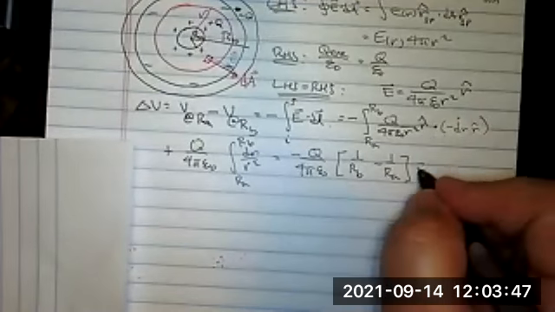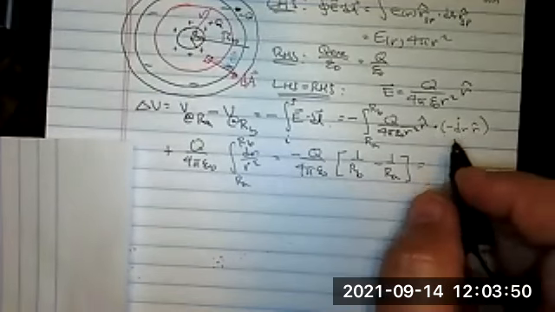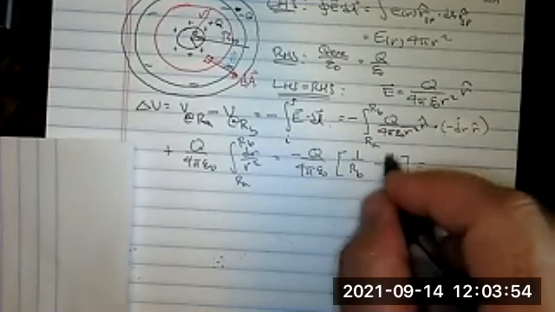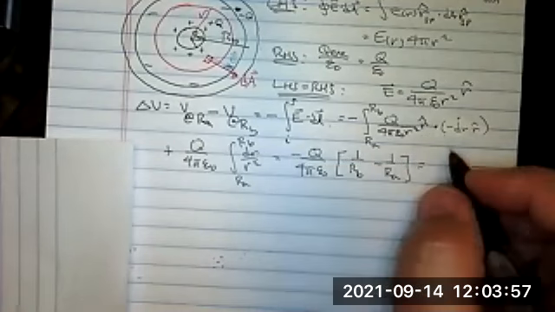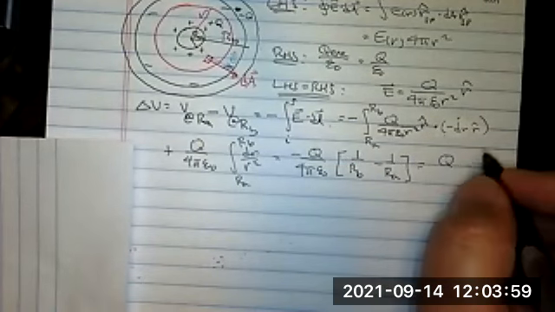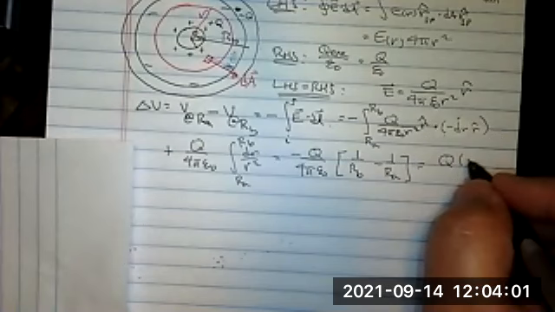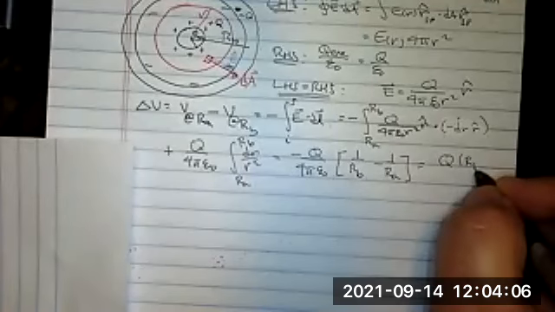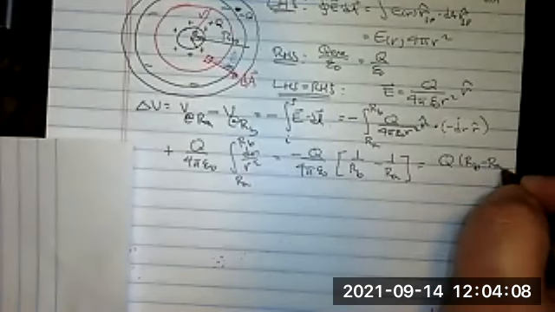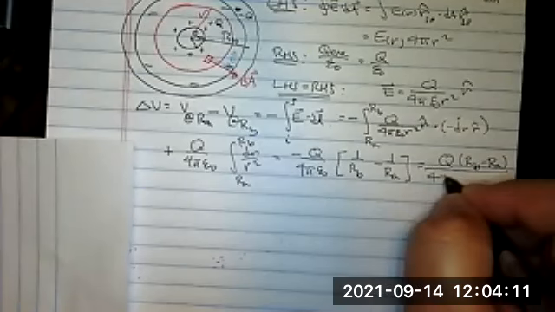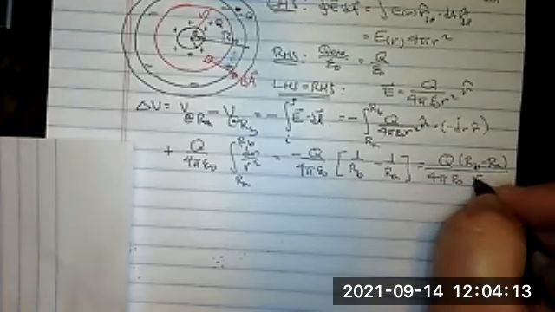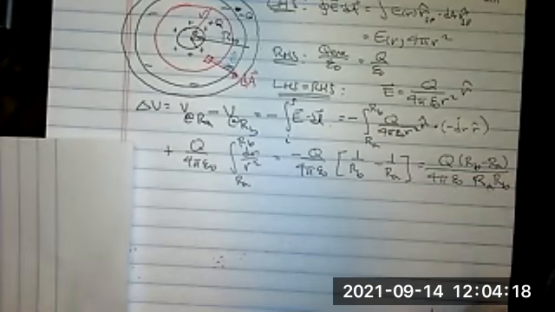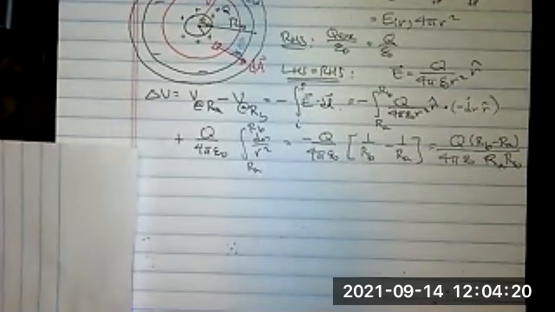I can make this a little simpler by getting a common denominator. And I'm going to flip it since I want it to be positive. I'm going to go ahead and do this one minus this one and make it a positive sign. So it'll be Q, and then it'll be times, since I flipped it, it'll become RB minus RA over 4 pi epsilon naught RA RB. So that's ultimately my voltage difference.